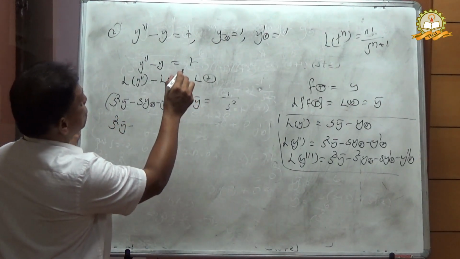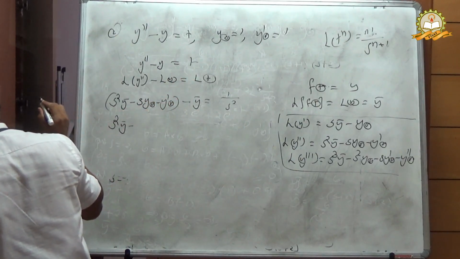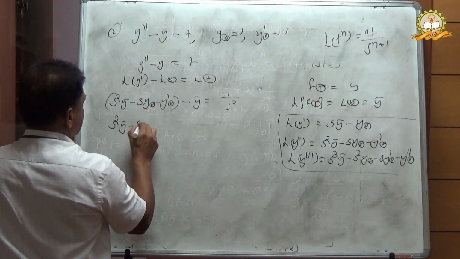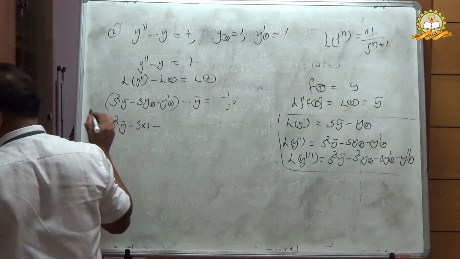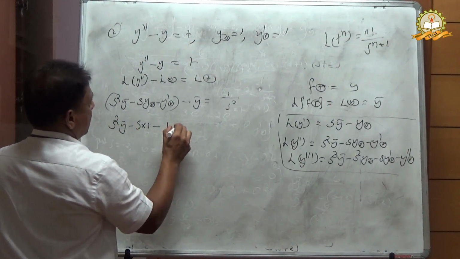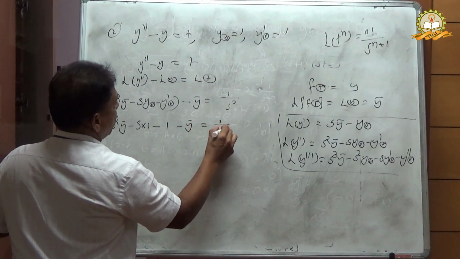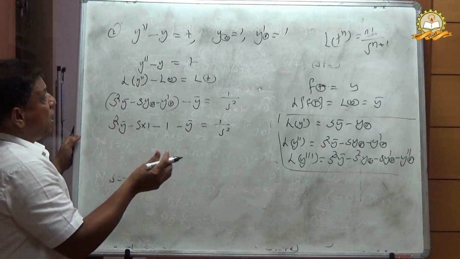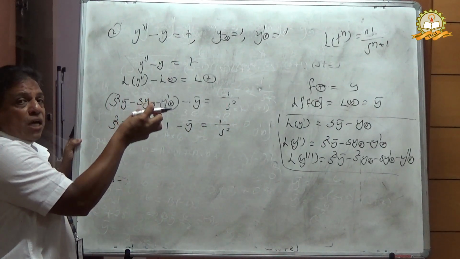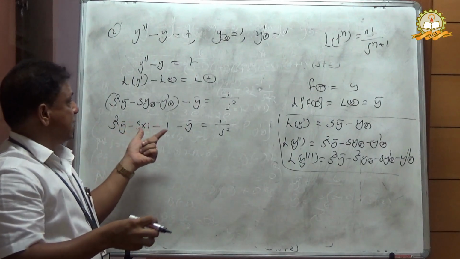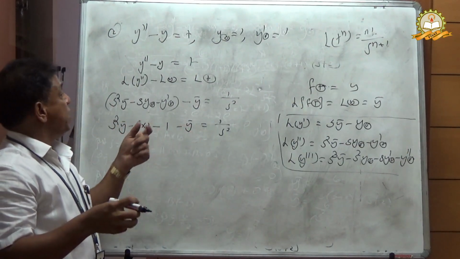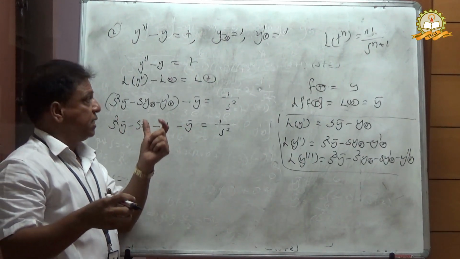Given that y(0) is equal to 1, and y'(0) is equal to 1, s into 1 minus y'(0) is again 1, minus ȳ is equal to 1 by s square, after taking the Laplace transform on both sides, applying the initial conditions.